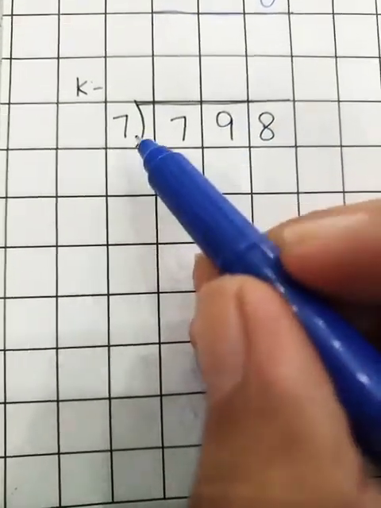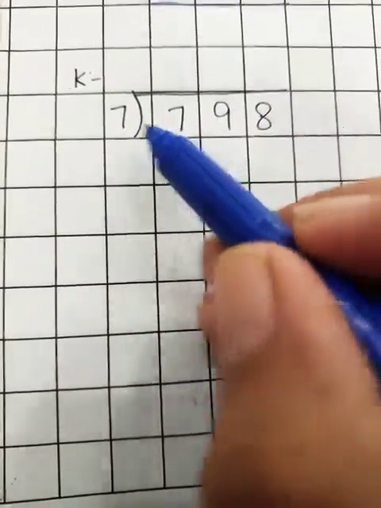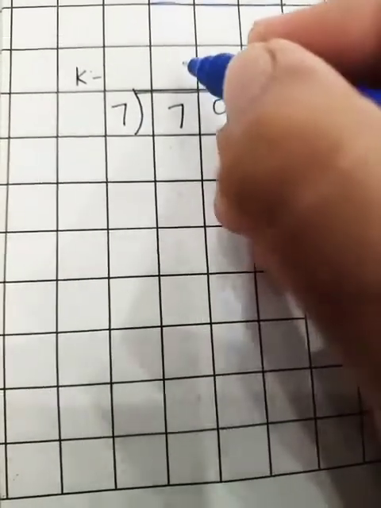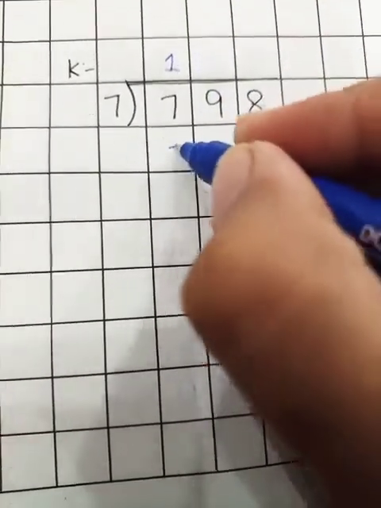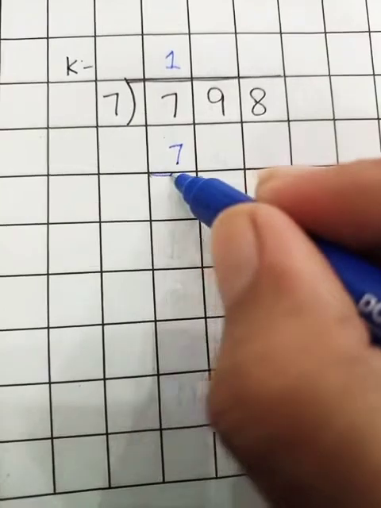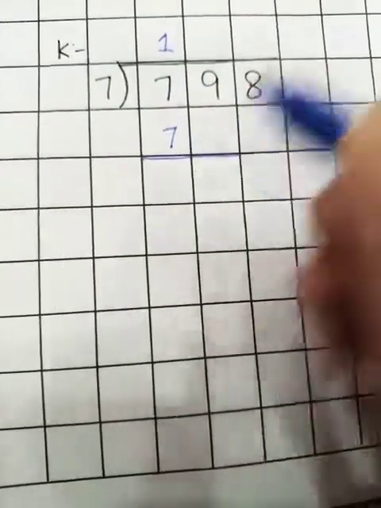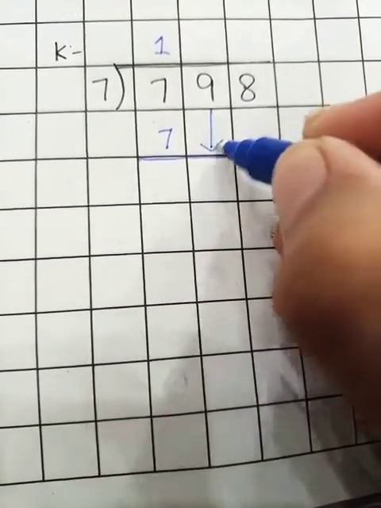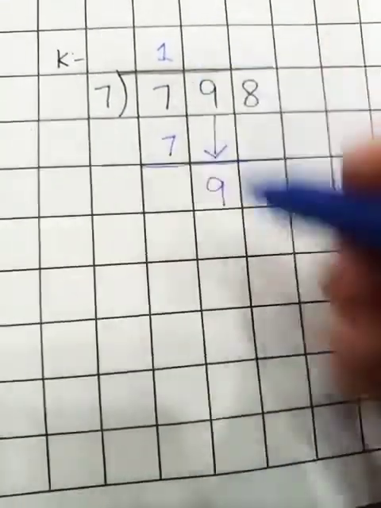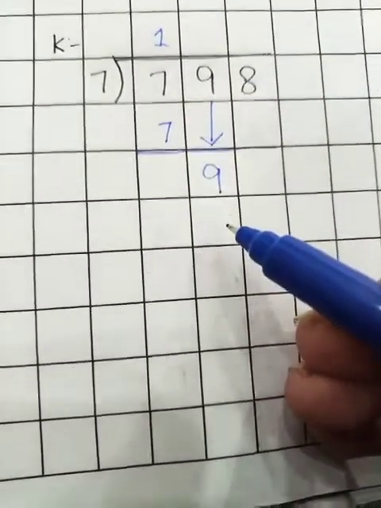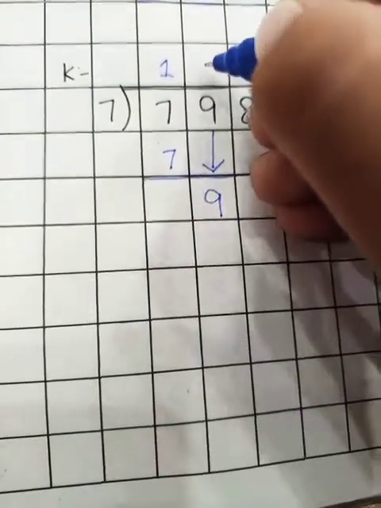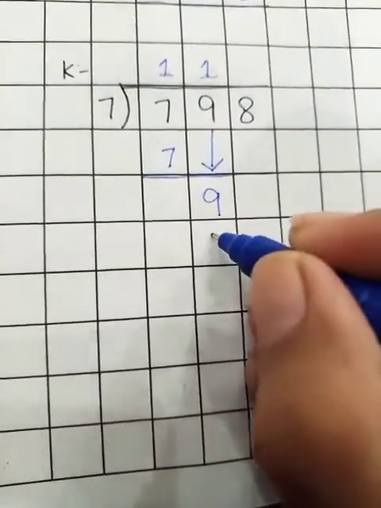Students, let's compare the first digit and our divisor. 7 ones are 7. You can write it here. Next step is subtraction. 7 minus 7 is 0. So bring down this 9 here. 7 ones are 7, 7 twos are 14. Can't write the 14 here, but I can write 7 ones are 7 here.